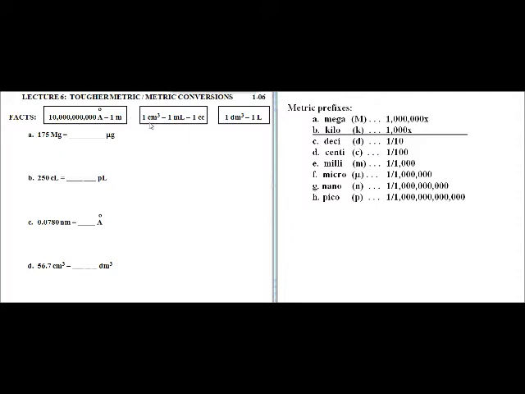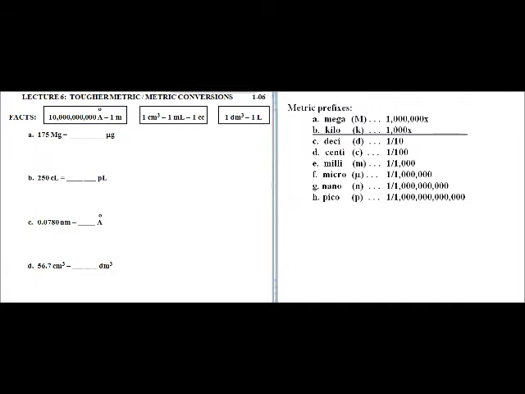In this box, we have 1 centimeter with a tiny 3 above it. That's the sign for cubic, meaning 1 centimeter times 1 centimeter times 1 centimeter. That's a cubic centimeter. That's equal to 1 milliliter and can also be written as cc, standing for cubic centimeter. 1 decimeter cubed, or 1 cubic decimeter, is equal to 1 liter.